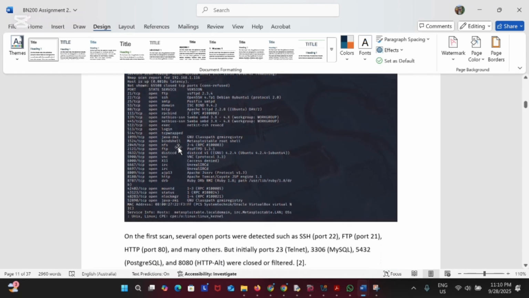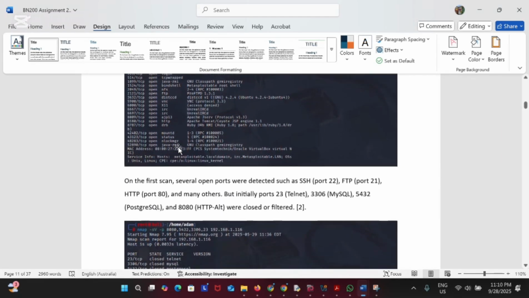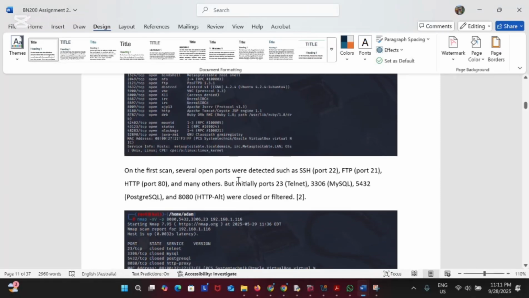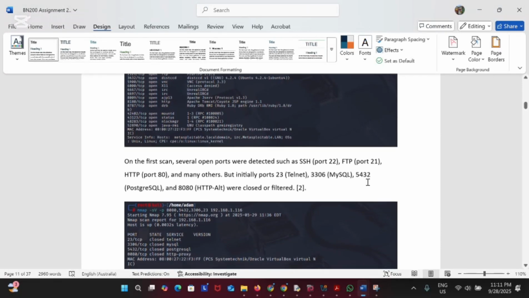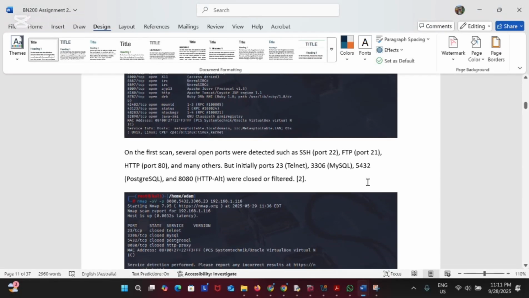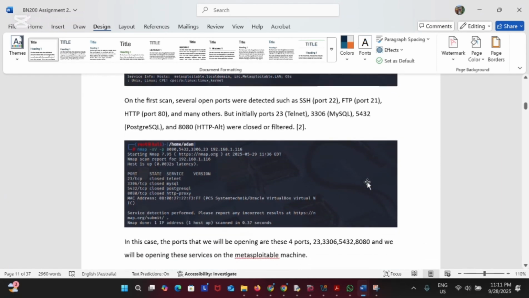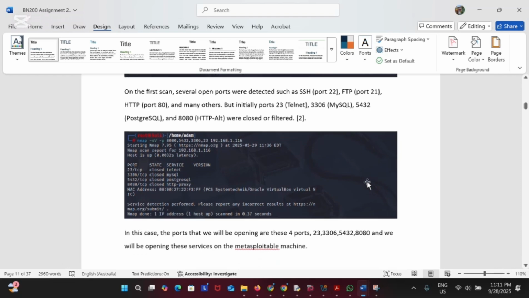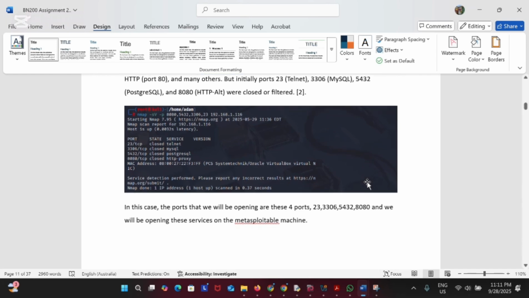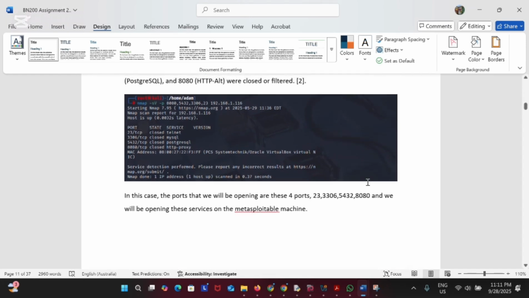Our initial scan revealed several open services including SSH port 22, FTP port 21, HTTP port 80 and many others. But initially port 23 Telnet, 3306 MySQL, 5432 PostgreSQL and 8080 HTTP alt were closed and filtered.